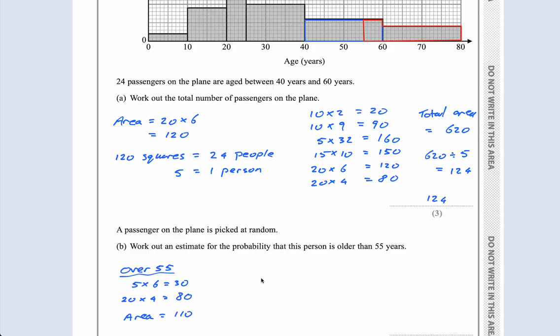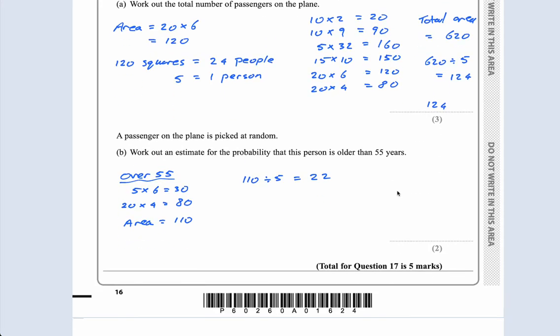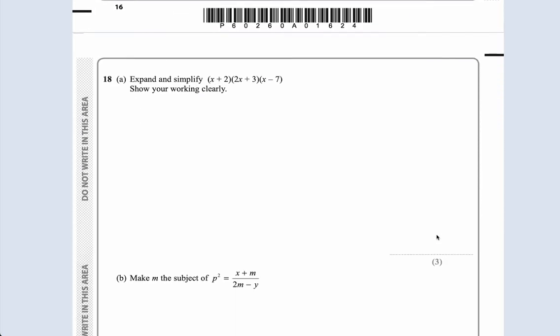The number of people is 110 divided by 5, because again, there's 5 squares per person. 110 divided by 5 is 22. So now there's 22 people over 55. There's a total of 124. My probability is 22 out of 124. You can simplify it, but you don't have to because it's probability.